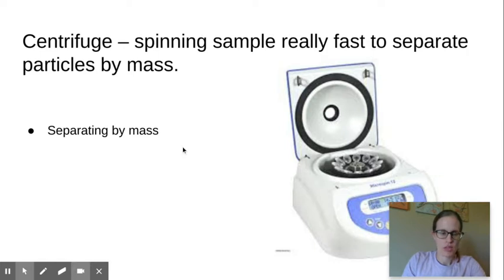Some of you in PLTW have used centrifuges. A centrifuge will spin a sample really, really fast around, and it'll separate it out by mass. You use this for blood a lot. Your heavier blood cells will go to the bottom of the centrifuge tube, and then the plasma, your liquid part of the blood that doesn't have as much mass, will sit on the top.